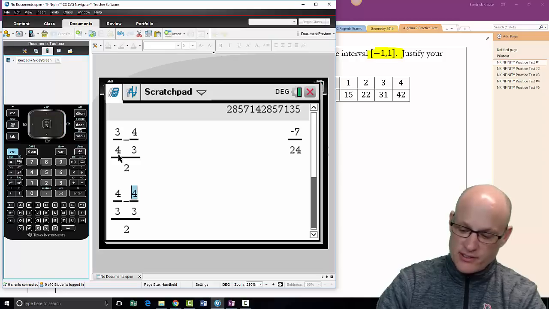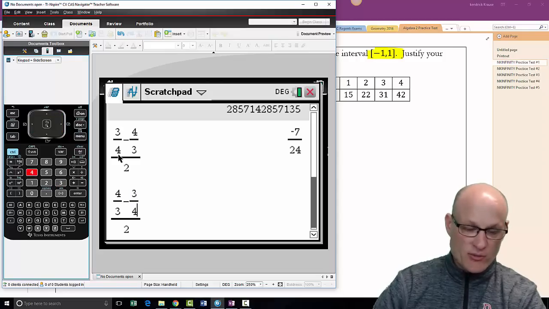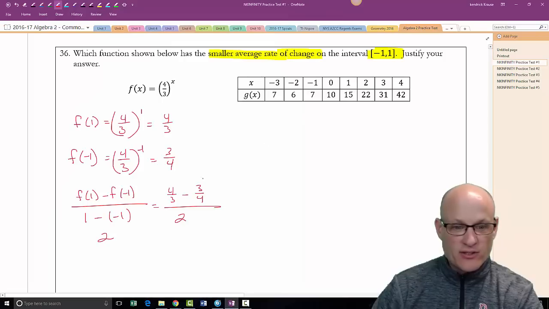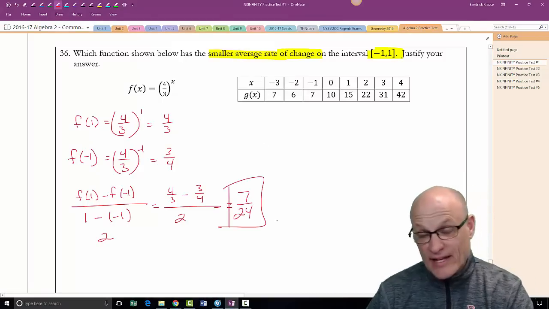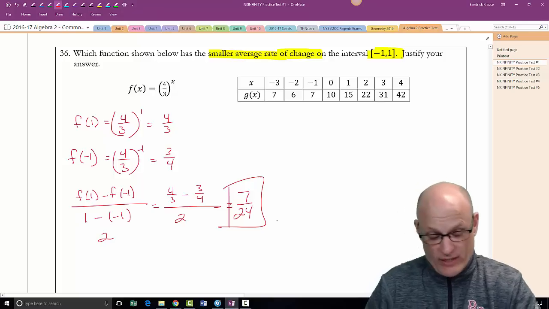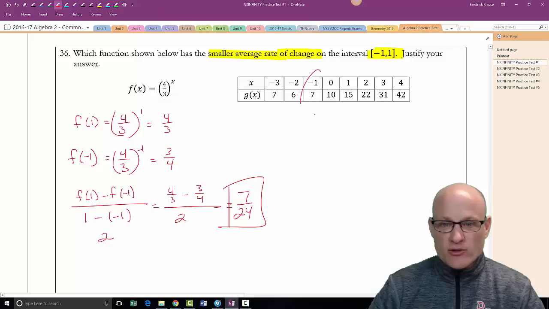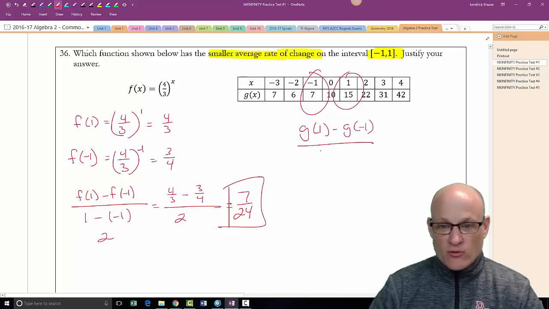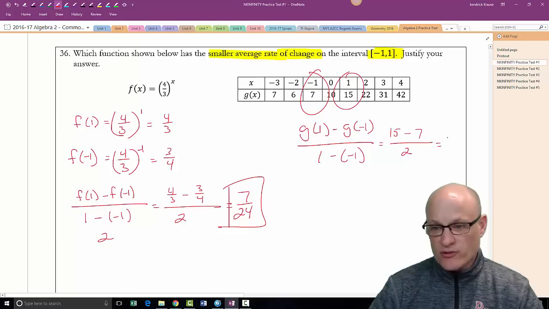Now, you really won't get the wrong answer because it doesn't matter whether it's positive or negative. But in this case, it's 7/24. But you would lose a point. I'd only get 3 out of 4 points because it had the wrong rate of change there. So the other rate of change is we're going to use this point and this point. So we're going to do the g. So this is going to be g of 1 minus g of negative 1 all over 1 minus negative 1. Well, g of 1 is 15 minus 7 over, and again, 2. So this is 4. So their average rate of change is 4.